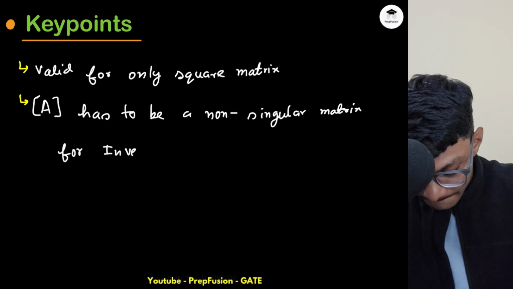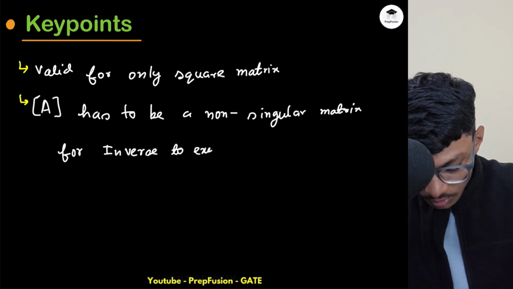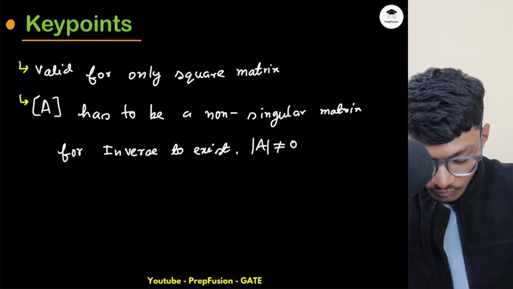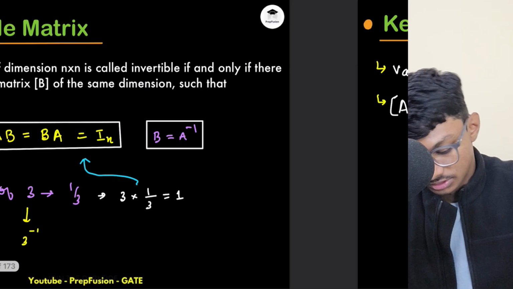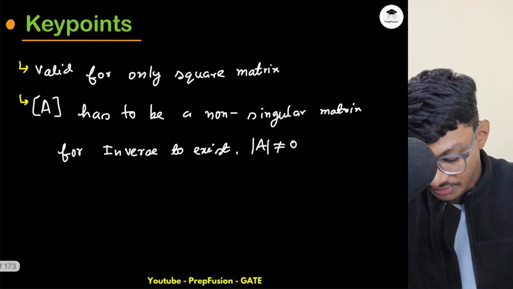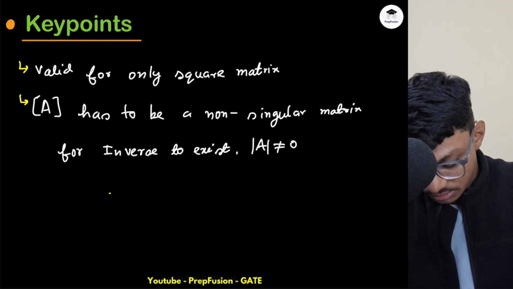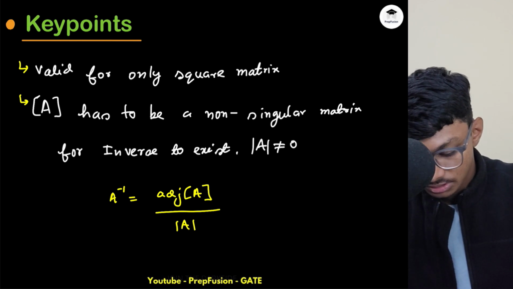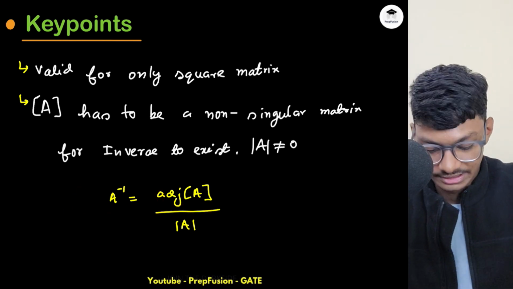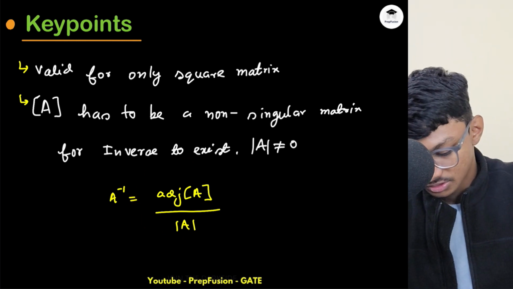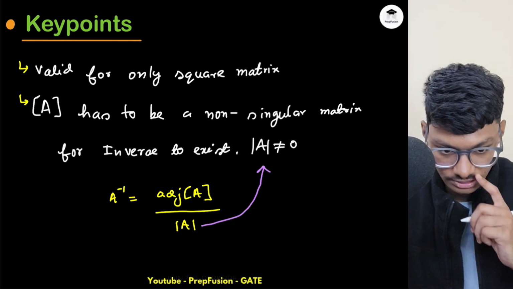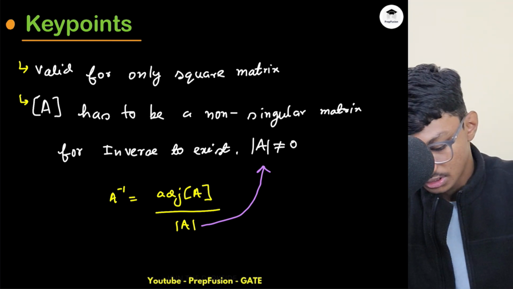Why is this the case? I hope you have studied in your 11th and 12th what the definition of an inverse is, and how you compute the inverse. You compute the inverse like this: A inverse equals adjoint of A divided by determinant of A. Now this cannot go to 0. If this goes to 0, then something upon 0 is undefined. So that's why the determinant of A cannot be equal to 0. If the determinant of A is 0, then the inverse doesn't exist.